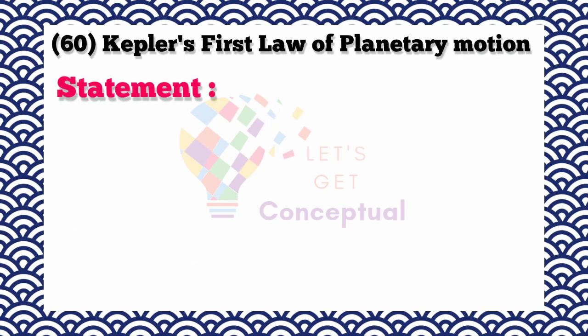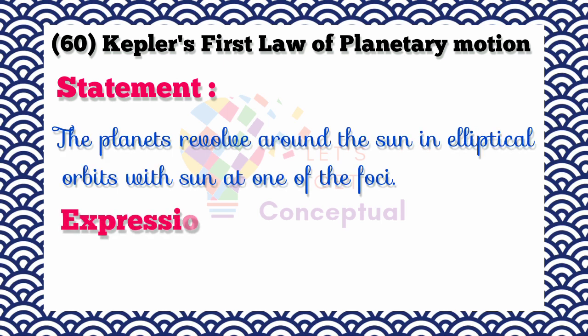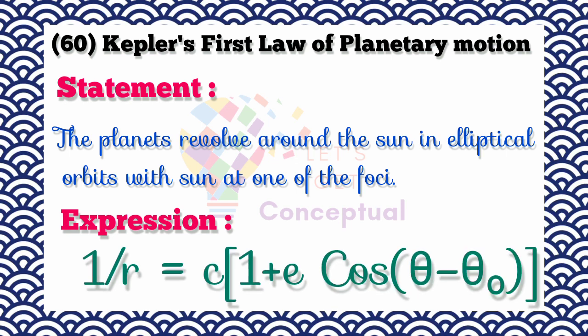Number 60. Kepler's first law of planetary motion. Statement: The planets revolve around the sun in elliptical orbits with the sun at one of the foci. Expression: 1 over r is equal to c into 1 plus e cos of theta minus theta naught.